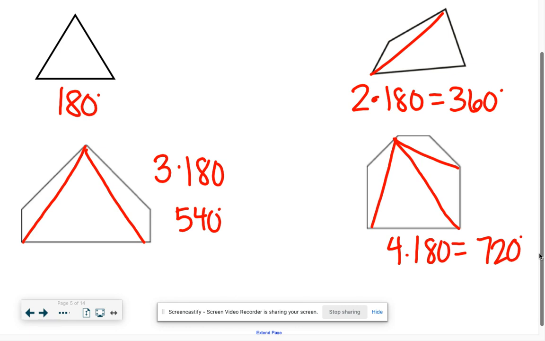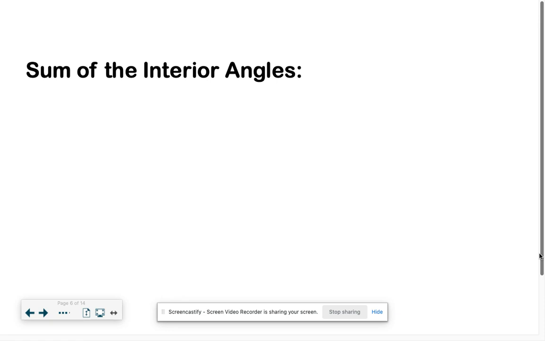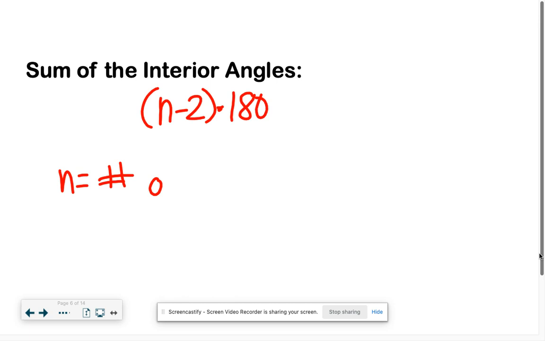So our formula is n minus 2 times 180, where n equals the number of sides that our polygon has. n minus 2 times 180. This part right here, this n minus 2, tells us how many triangles are technically in our polygon, and then times 180 gives us the sum. Does that kind of make sense?